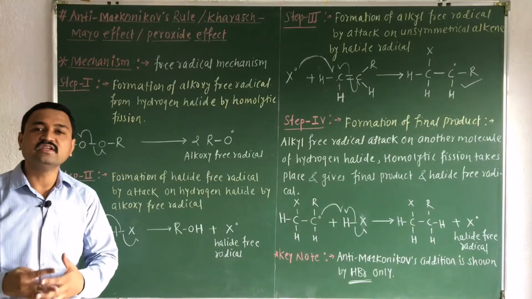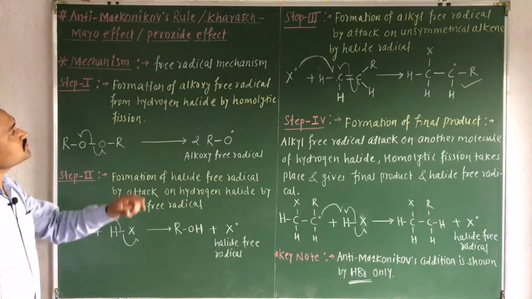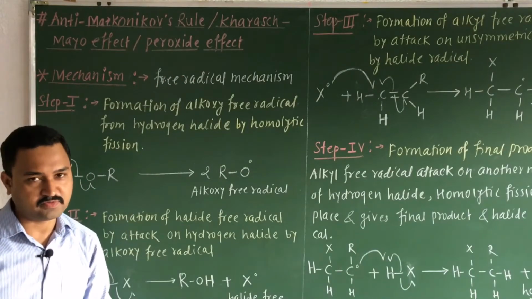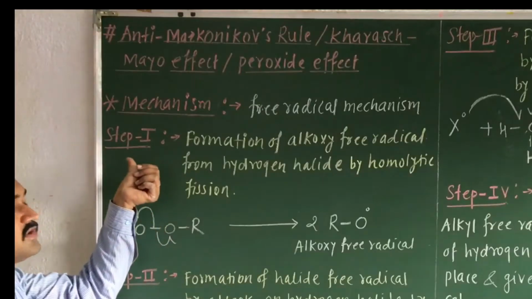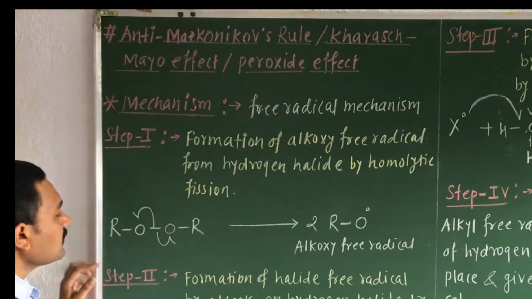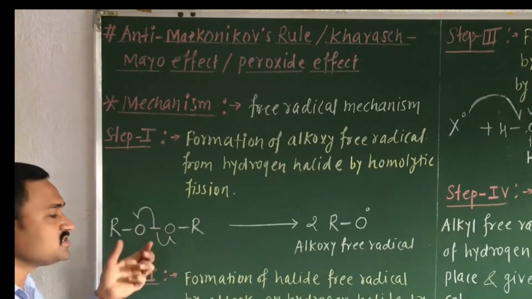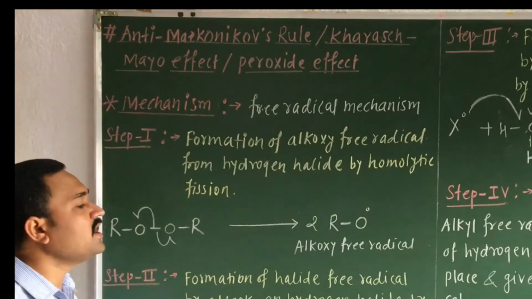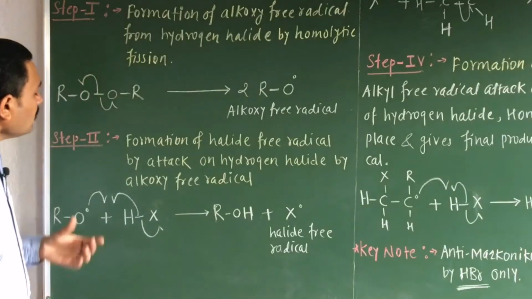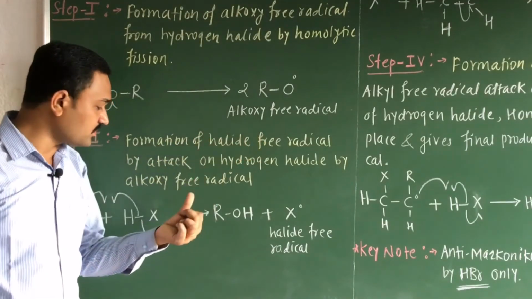Now lastly, we will discuss the reaction mechanism of the anti-Markovnikov's rule. Remember, this reaction mechanism proceeds via free radical formation. In the first step, there is a formation of an alkoxy free radical from the peroxide molecule. The bond between these two oxygen atoms undergoes homolytic fission and we obtain this alkoxy free radical. Now in the second step, there is a formation of a halide free radical.